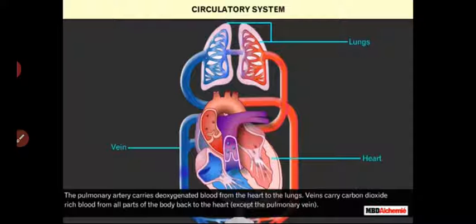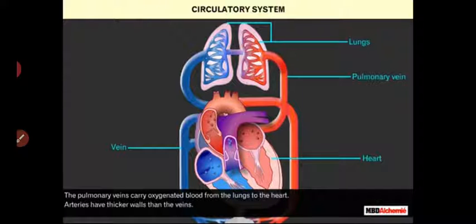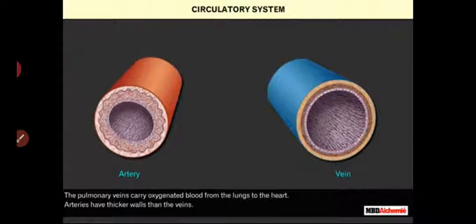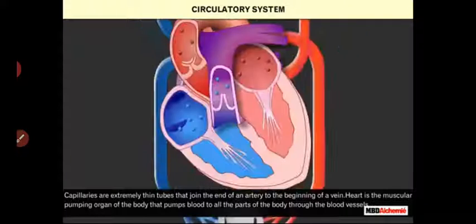Veins carry carbon dioxide rich blood from all parts of the body back to the heart, except the pulmonary vein. Pulmonary veins carry oxygenated blood from the lungs to the heart. Arteries have thicker walls than veins. Capillaries are extremely small, thin tubes that join the end of an artery to the beginning of a vein.